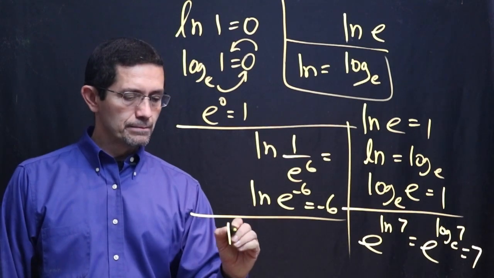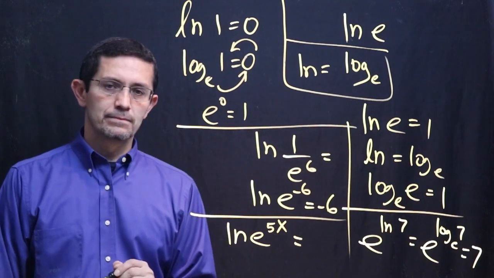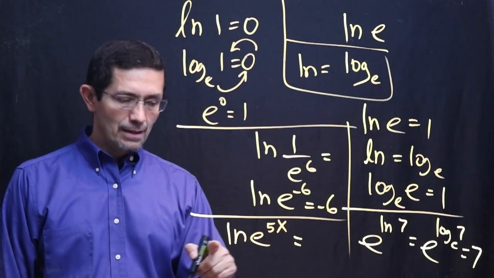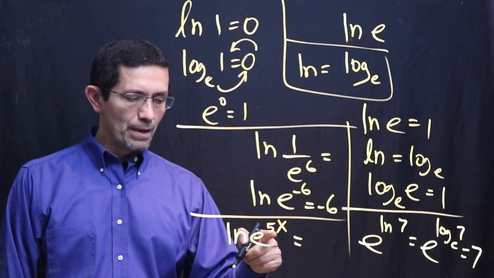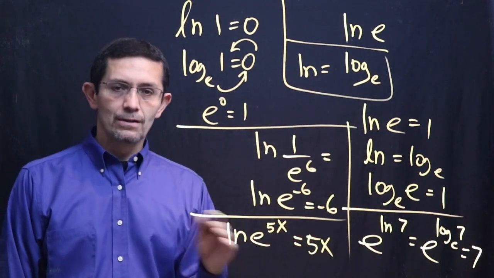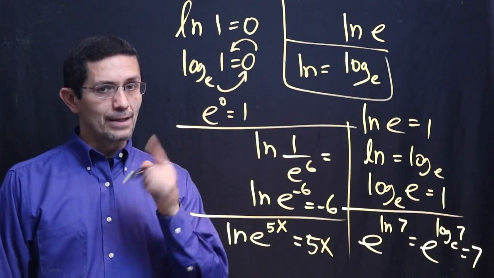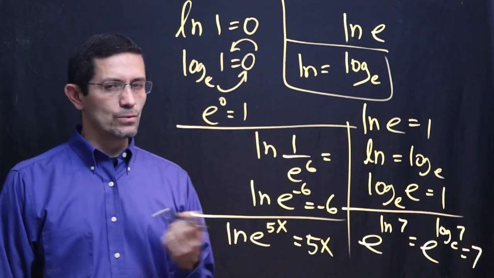ln of e to the 5x. What's my answer? ln and e are inverse to each other, therefore my answer is 5x. So don't get confused because of the ln. Most of the times the problems are really simple. Okay? And as promised, let's do one with radical or two with radicals.